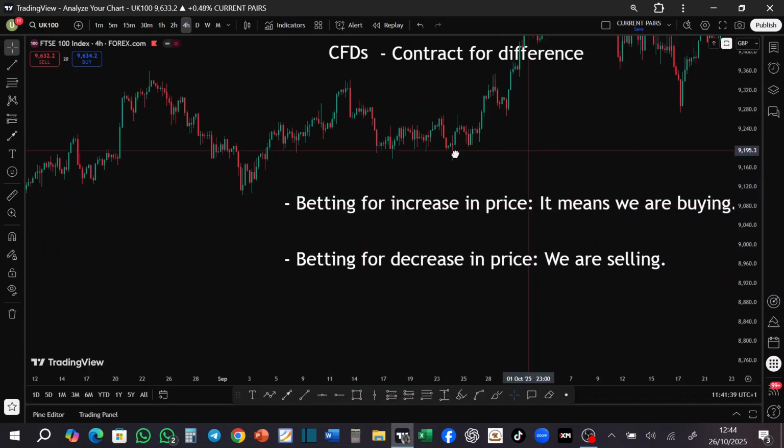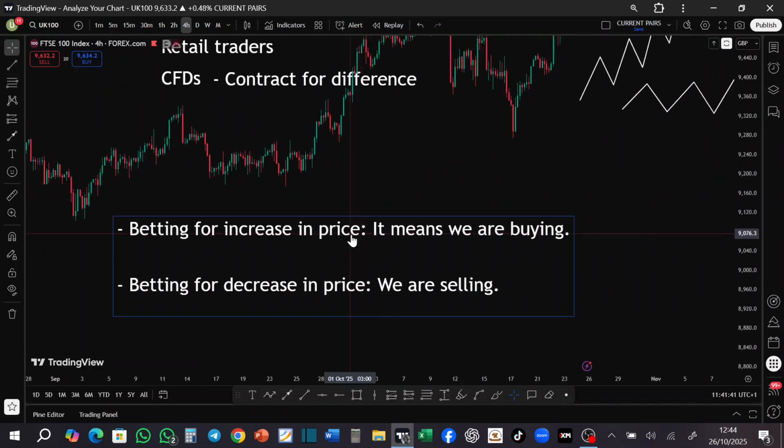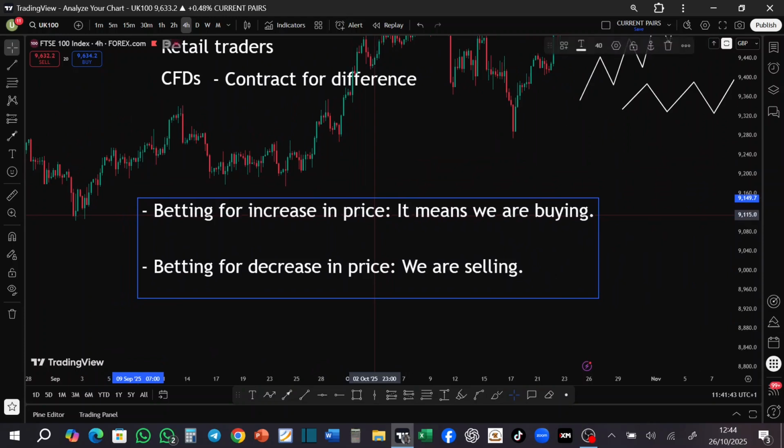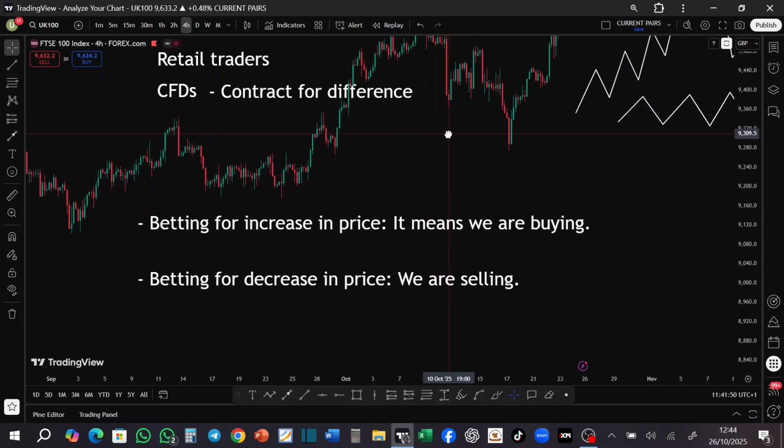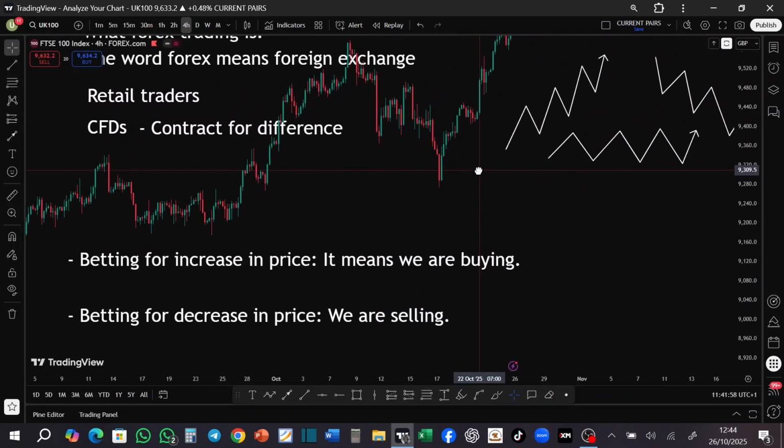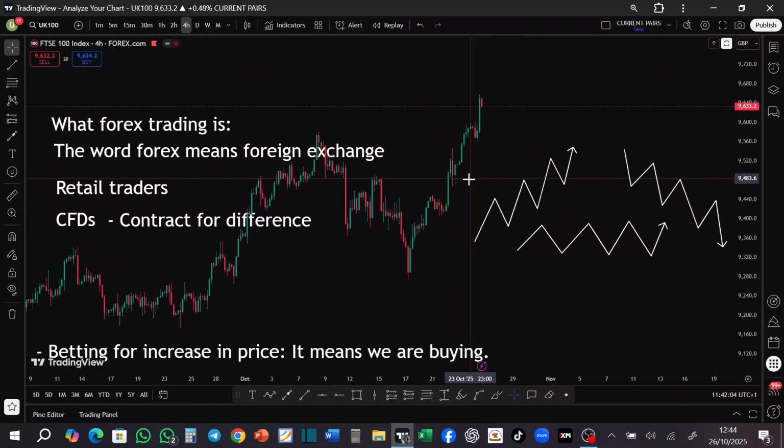And then we said the kind of betting which we do in forex trading is not the betting that is done in football, but it's quite similar. All right. So the kind of betting that we do in order to know whether price is going to increase or decrease is based on what we call technical analysis. And that technical analysis is based on price action.